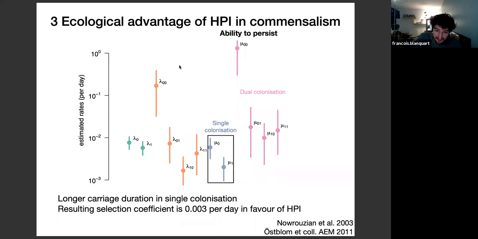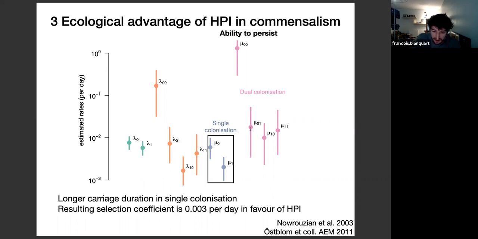But the main difference between the 2 strains comes from the ability to persist. So the rate of loss. And in single colonization, the rate of loss is much faster when you do not have the HPI than when you have the HPI. So I think this is the main one. If you integrate all of this and you simulate the model, overall HPI is very strongly favored, and the main selective advantage comes from the fact that you can persist much longer in single colonization.